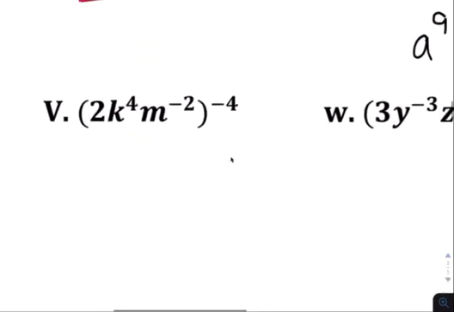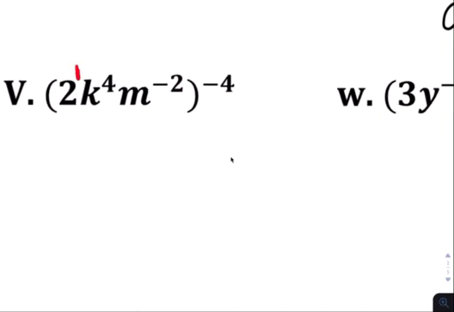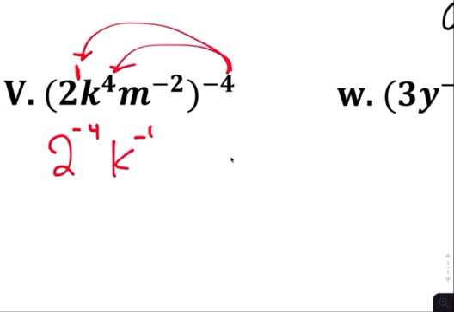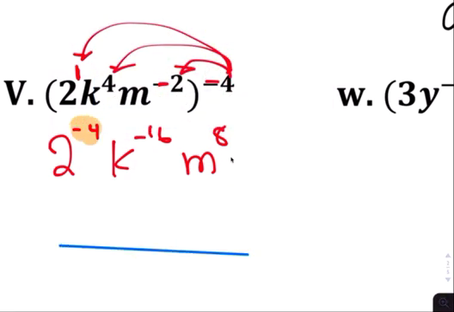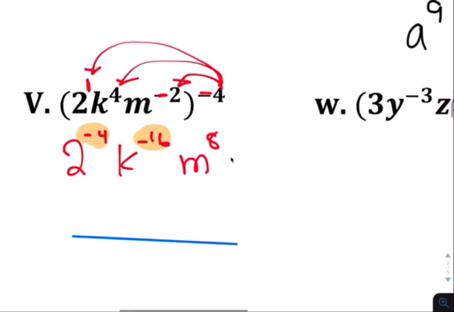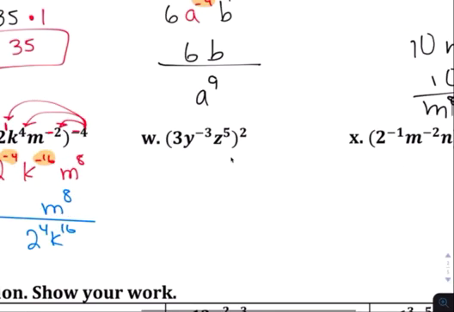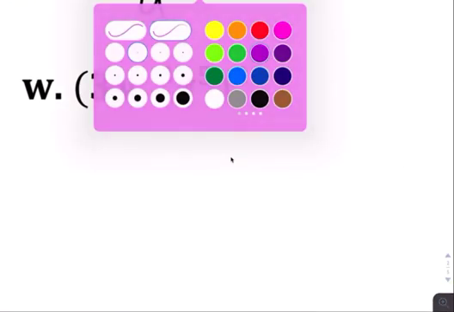So distribute, there's an invisible 1 here. Multiply that, 2 to the negative 4, k to the negative 16, m to positive 8. A negative and a negative is a positive. So you still have a fraction because 2 of them are negative. These 2 have negative exponents, so they go to the denominator. The numerator is m to the 8. Okay, same thing here.